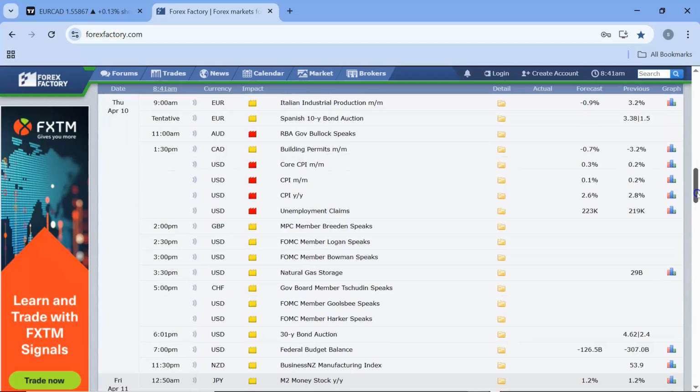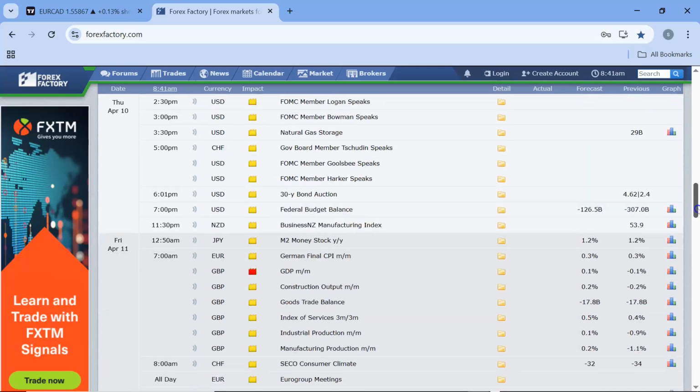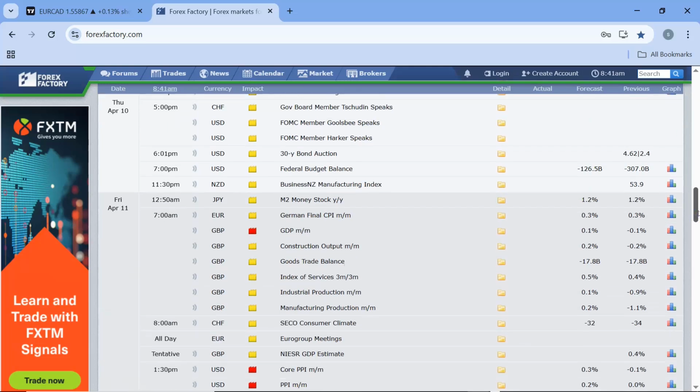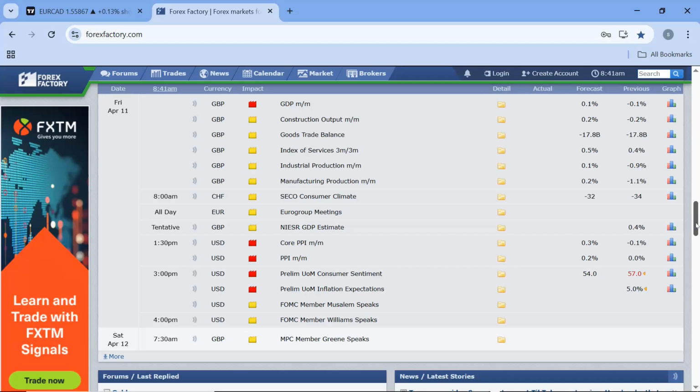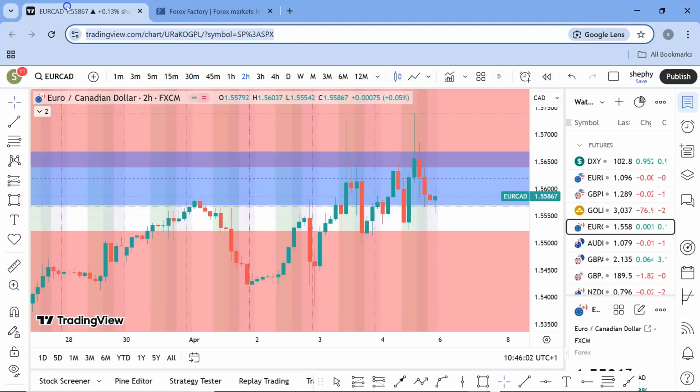But on Thursday, we have red folder news for the AUD pair, the USD. Thursday is CPI, very volatile news, so be careful while trading it. Then on Friday, we have red folder news on the GBP pair as well as the USD pair. Then that is that. Let's go to the charts.